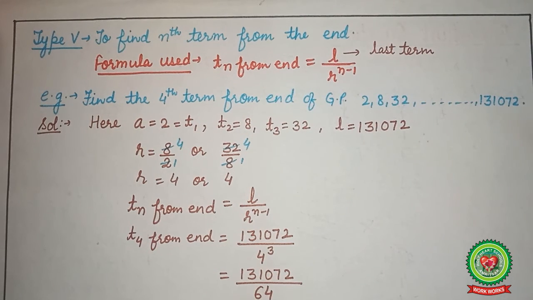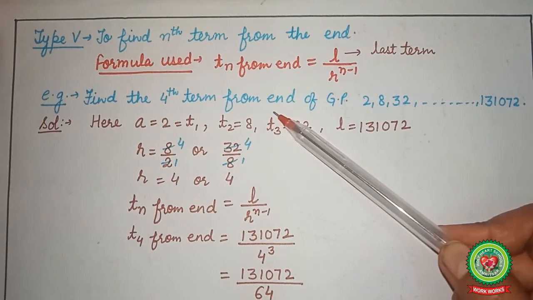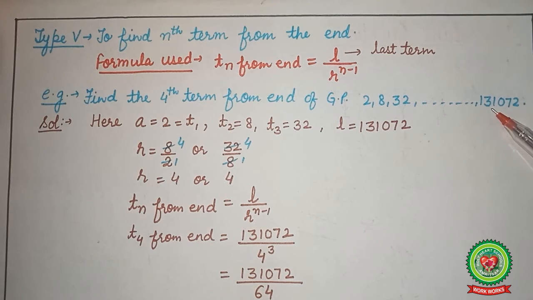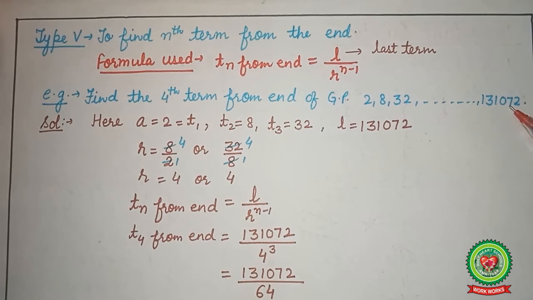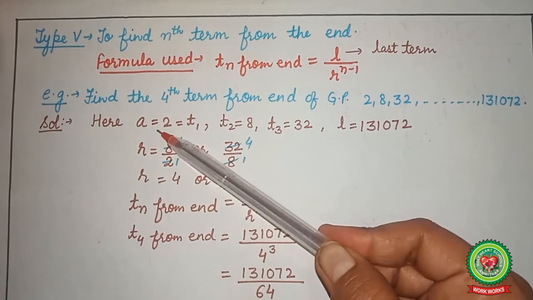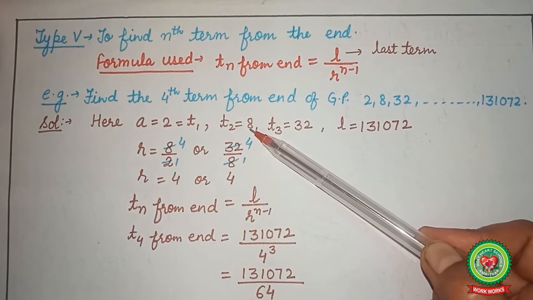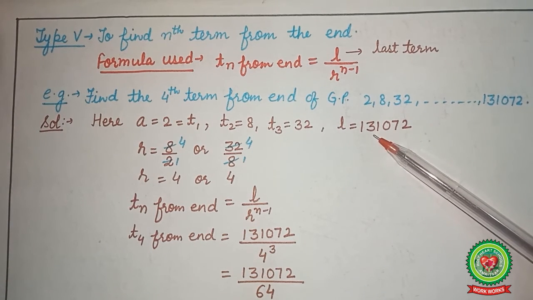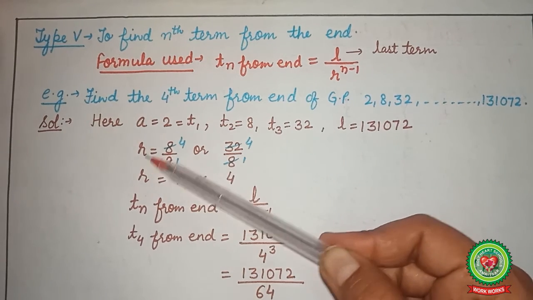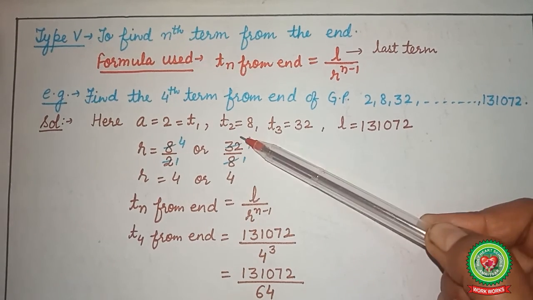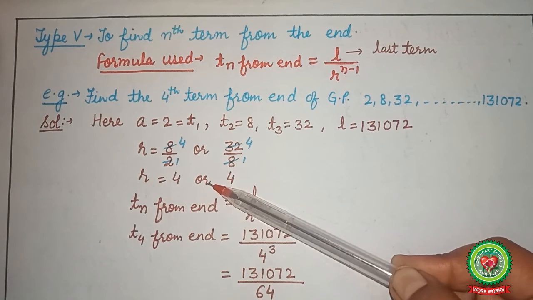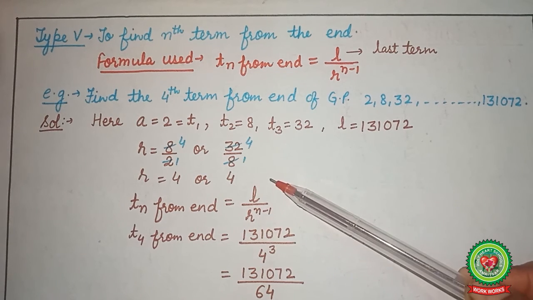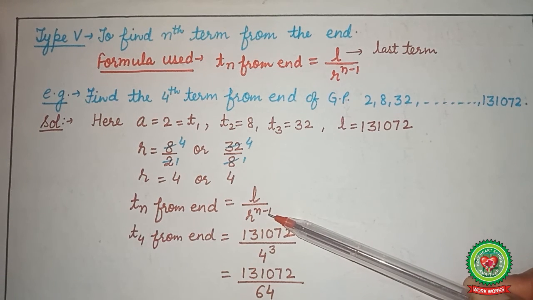Let's take one example. Find the fourth term from the end of the GP 2, 8, 32 and so on. The last term is given as 1,31,072. Here a, the first term, is 2, the second term 8, the third term 32, and the last term is 1,31,072. So r can be calculated on dividing 8 by 2 or 32 upon 8. So the value of r is 4. Now write down the formula first. Tn from end is equal to L upon r raised to power n minus 1.